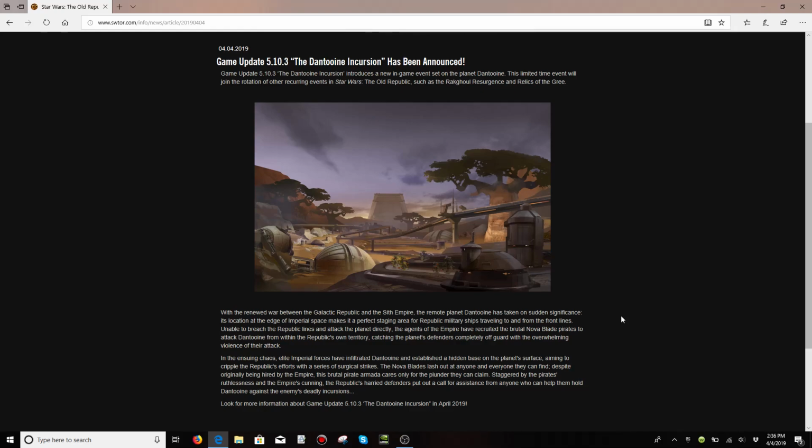Game Update 5.10.3, the Dantooine Incursion, has been announced. The Dantooine Incursion introduces a new in-game event set on the planet Dantooine. This limited-time event will join the rotation of other recurring events in Star Wars The Old Republic, such as the Raggle Reassurance and Relics of the Gree. It seems they also missed out on the Bounty Brokers Association, but I'm sure it's... anyway.